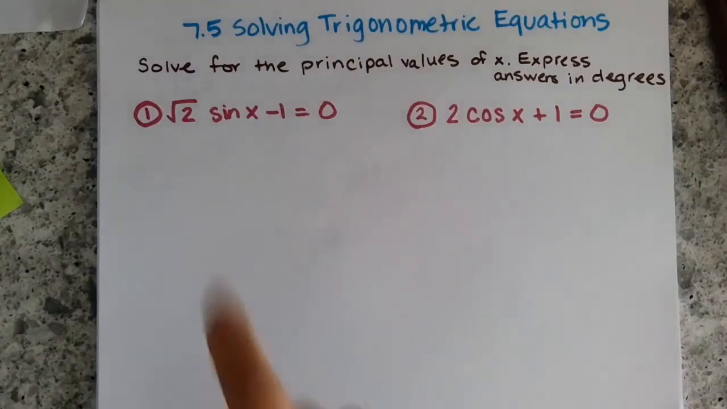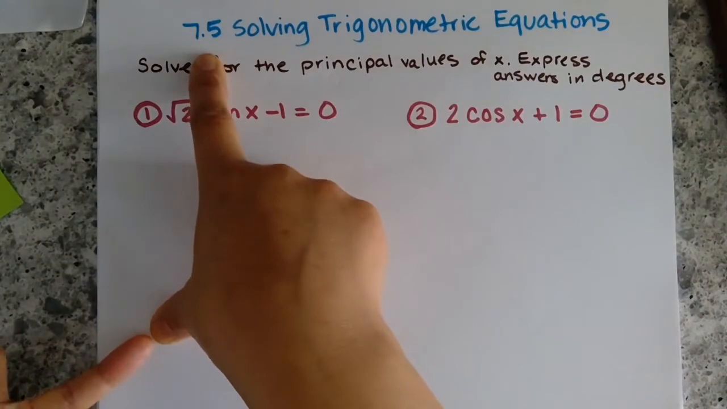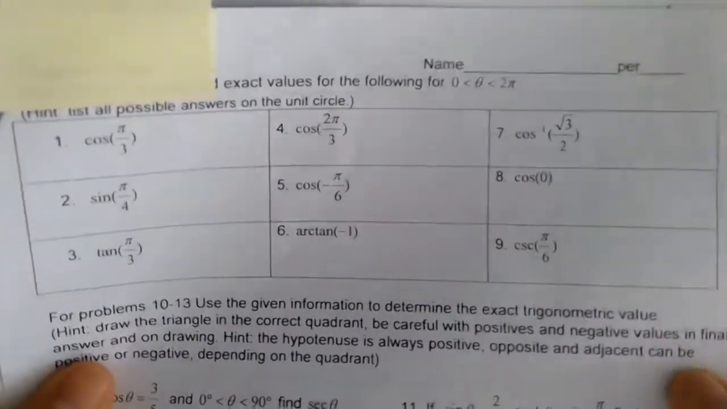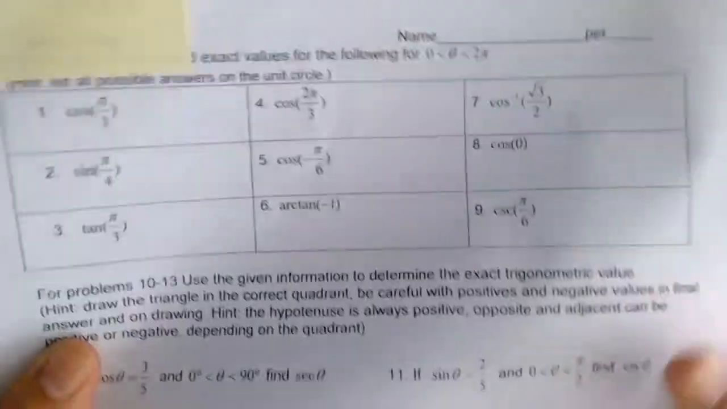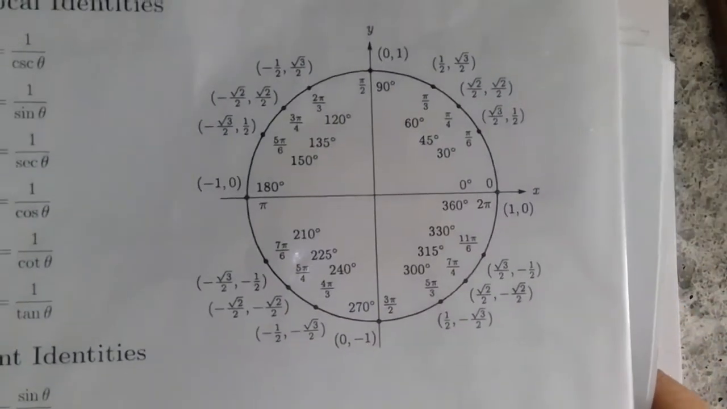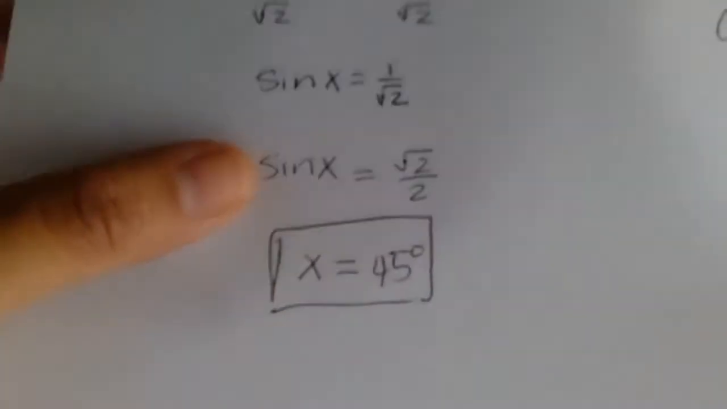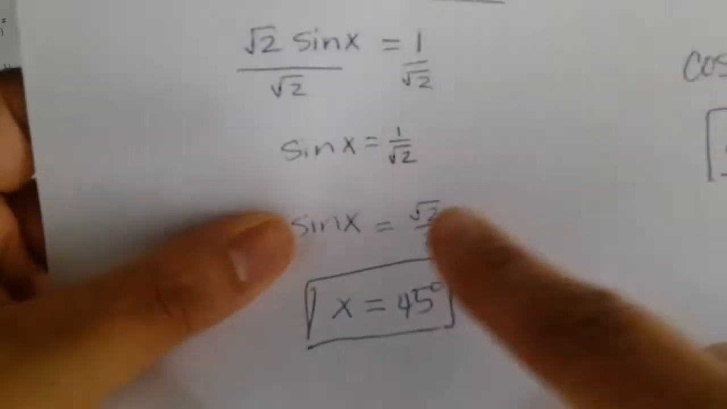All right, so our lesson today is section 7.5, solving trigonometric equations. On our last test, if you remember, you had problems like this, and then you would use your unit circle to answer those questions. Today what you're doing is essentially the same thing. They're going to give you something like this, and then you're going to answer it. The only difference is that it's not set up here.